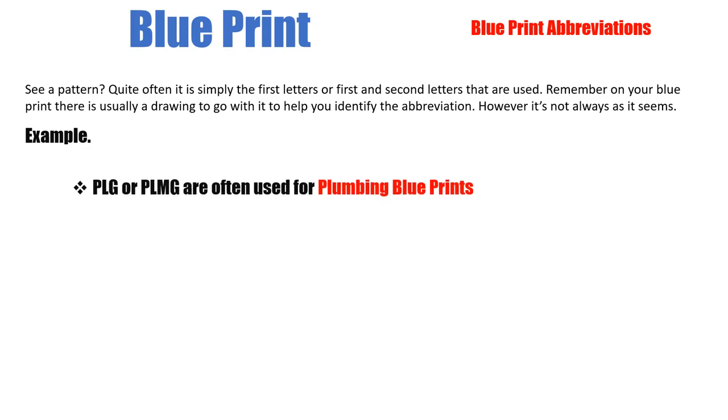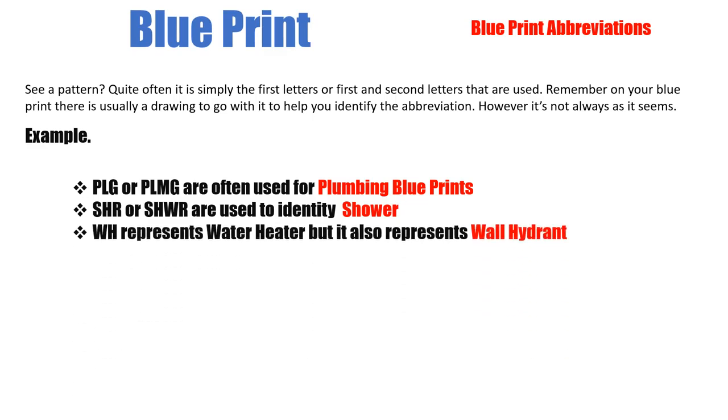PLG or PLMG are often used for plumbing blueprints. SHR or SHWR are used to identify shower. So you see they're not necessarily using the first letter or the first two, which would be S or SH. They go SHR, SHWR.